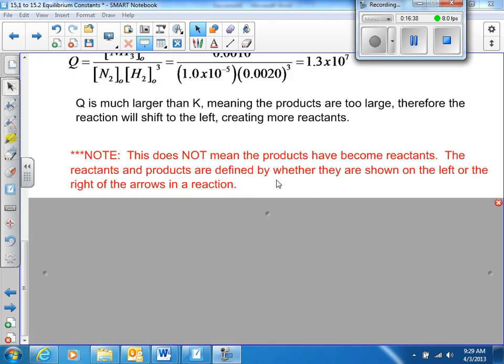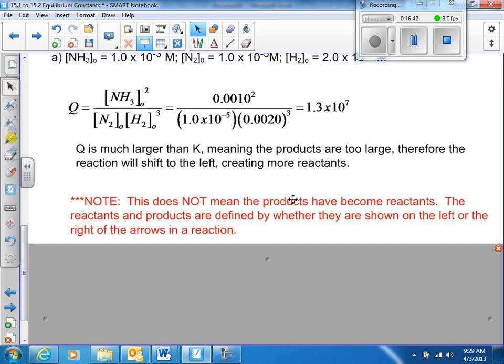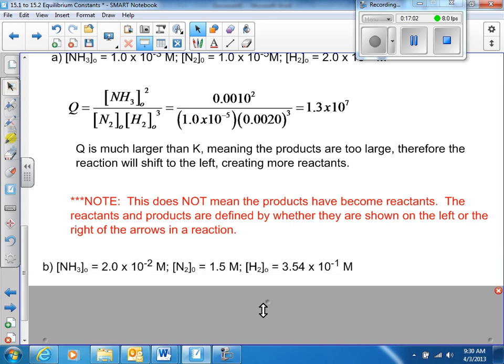Okay, important note. When we shift left, that does not mean that the products are now reactants. The way you write the reaction down defines products and reactants. So when we reverse a reaction, we are not suddenly saying that the reactants are products and the products are reactants. We're just saying we're shifting left. Reactants are defined as being on the left, products as being defined as whatever is on the right.